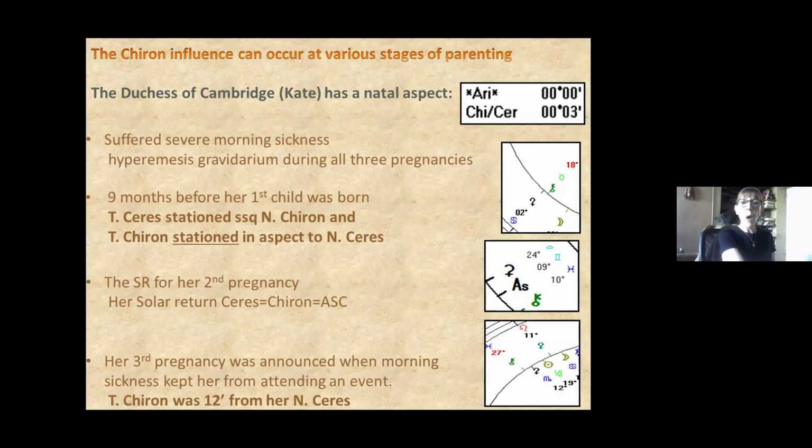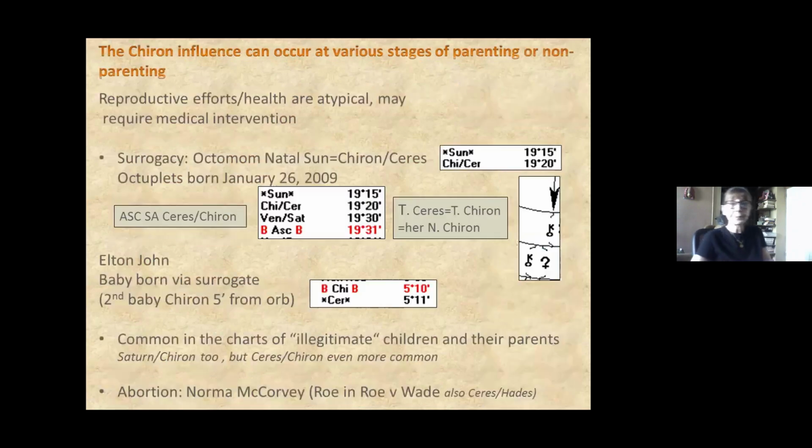So that's one delineation we can talk about Ceres Chiron at this stage of parenting, is that for some people, it has to do with a difficult pregnancy. So it can happen at various stages of parenting or non-parenting. What we can say is that reproductive efforts and reproductive health are not typical and may require medical intervention.